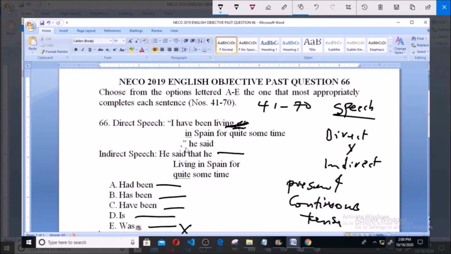So since it is present continuous tense, then the indirect speech will now be, he said he has been living in Spain for quite some time. And that option, that will be what? Option B. He said that he has been living in Spain for quite some time. So option B is correct.